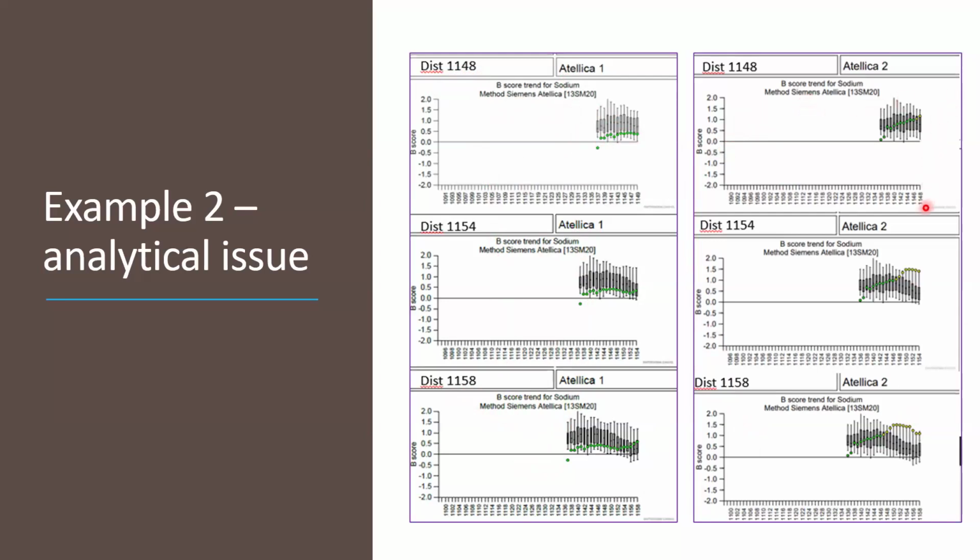from distribution 1148, we've noted a positive bias, which is shifting and now going to be borderline acceptable. And this has worsened over time and continues to persist throughout the next 6 months.